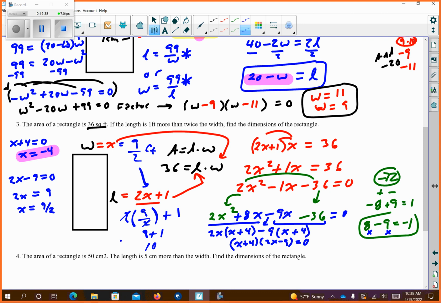So that means the length is equal to 10, and the width is equal, oh, okay, we got it. So that was the length right there. So length is 10 feet. And the width is 9/2 feet, which I guess we could call 4.5 if we want to make a decimal. That would make more sense in the context. So 4.5 feet for the width, 10 feet for the length. Ooh, this is kind of brutal.